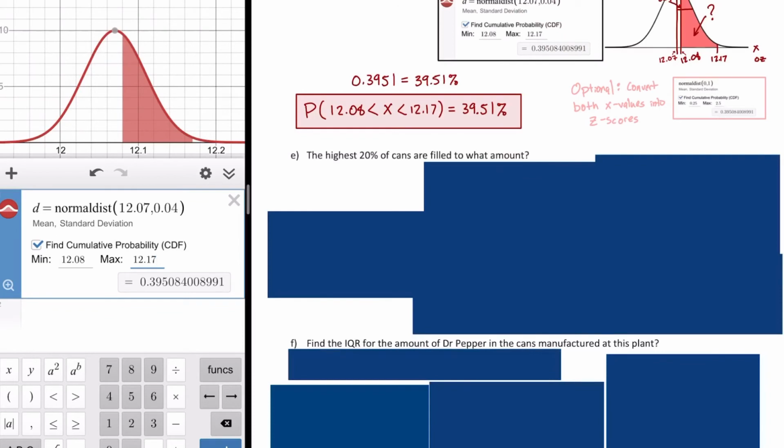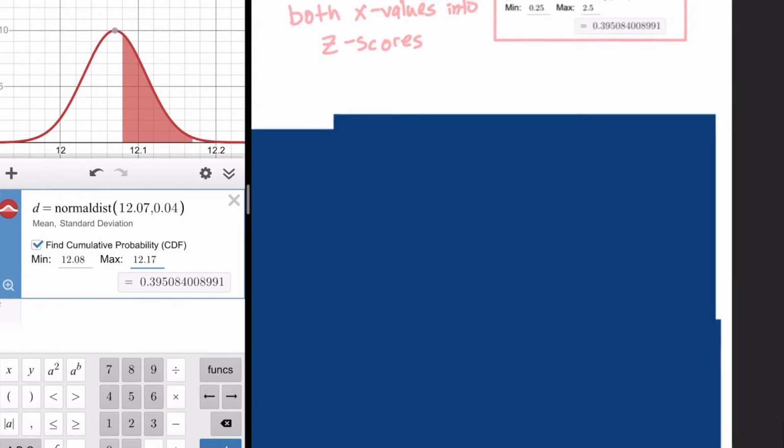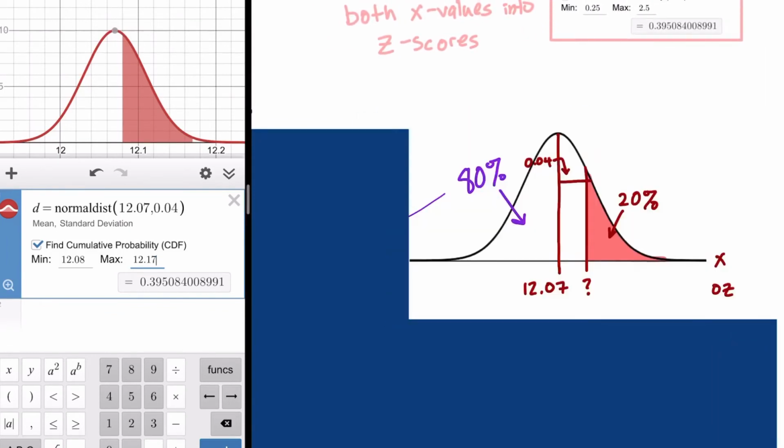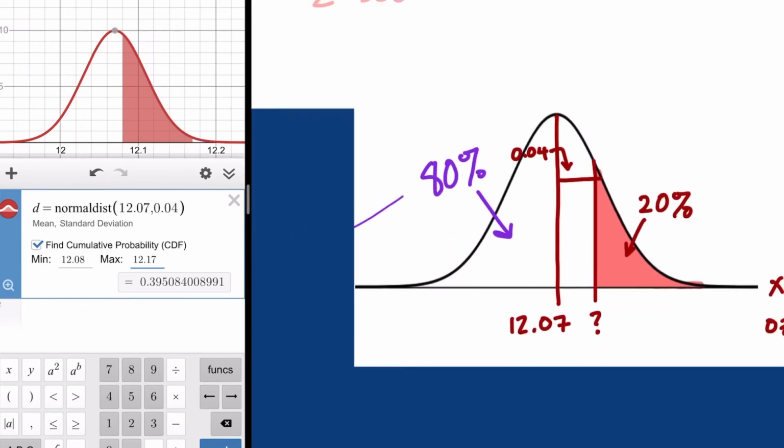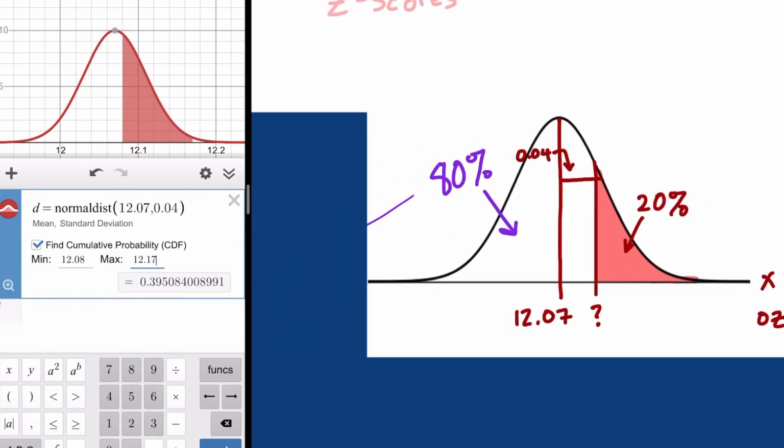All right, letter E. The highest 20% of cans are filled to what amount? So we're going to need to, again, go to our picture first. Let's do a quick sketch of our picture. Highest 20%, so somewhere is the top 20%. I need to draw my line right here because if I'm at 1 standard deviation and go up, that's 16%. Since this is 20%, I can scooch over just a little bit to the left. So notice this is just a bit to the left of 1 standard deviation up. So that's how I got my picture.